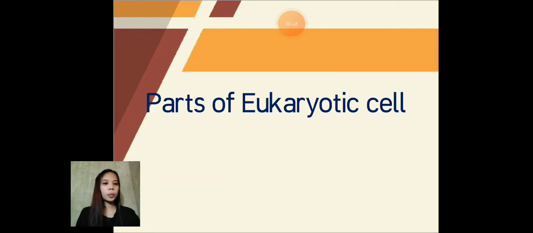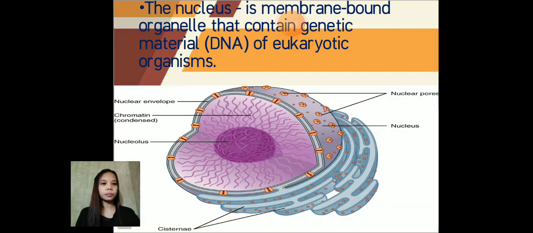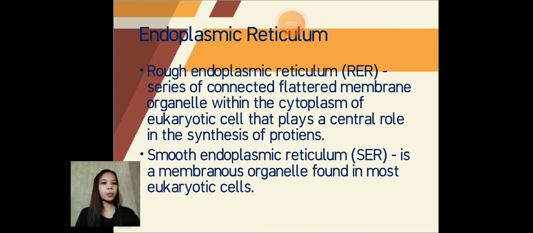And we have the parts of the eukaryotic cell. Number 1 is the nucleus. The nucleus is a membrane-bound organelle that contains the genetic material, DNA, of a eukaryotic organism. And we have endoplasmic reticulums. Rough endoplasmic reticulum, or RER, is a series of connected flat-layered membrane organelles within the cytoplasm of eukaryotic cells that plays a central role in the synthesis of proteins.